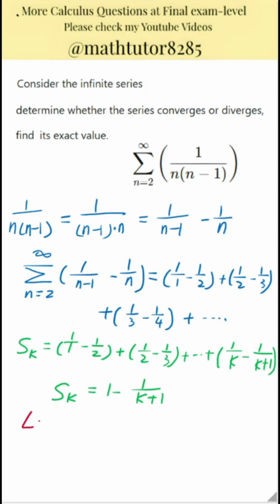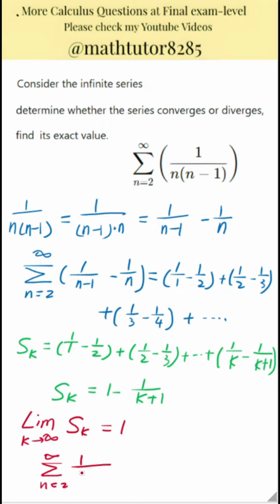Next step, as k becomes very large, the value of 1 over k plus 1 becomes smaller and smaller, getting closer to 0. That means the entire partial sum gets closer and closer to 1. So we conclude that the series converges, and its total sum is exactly 1. The infinite series converges, and the total value it converges to is 1.